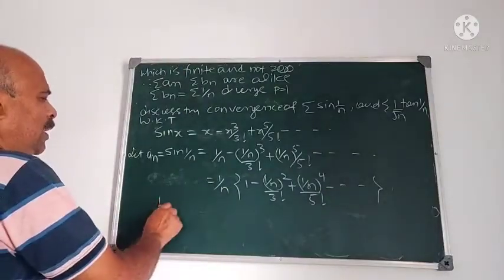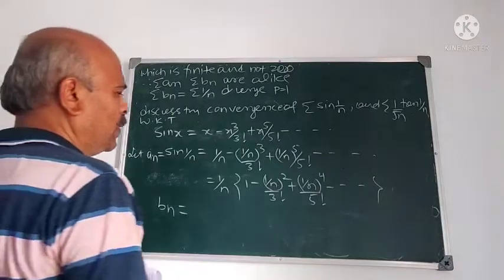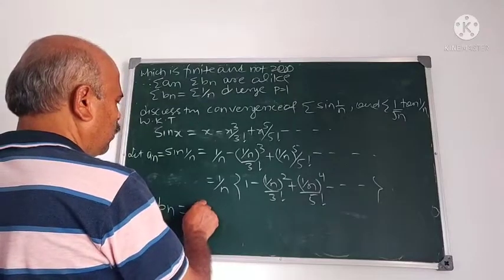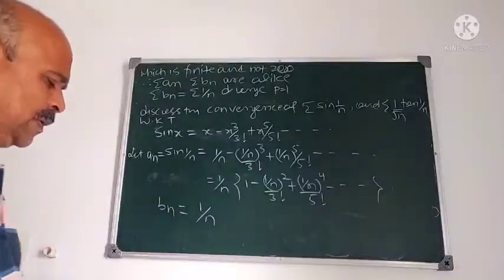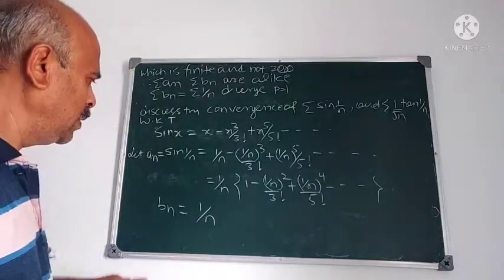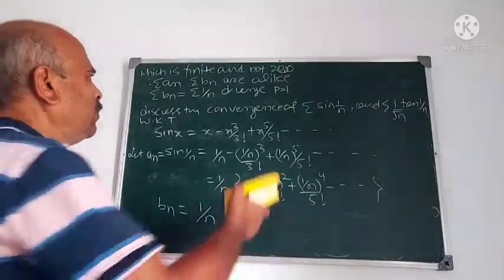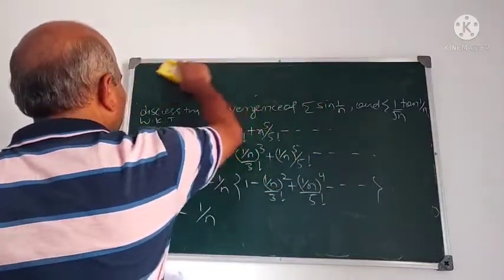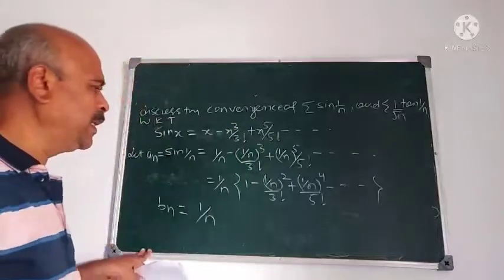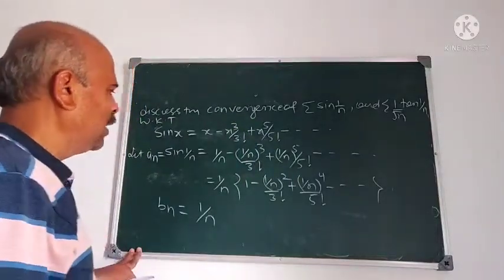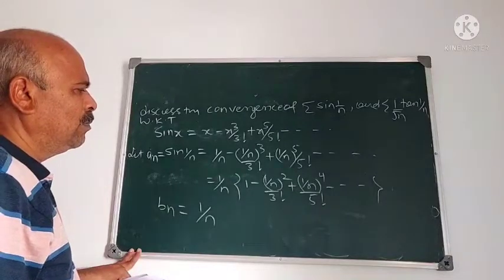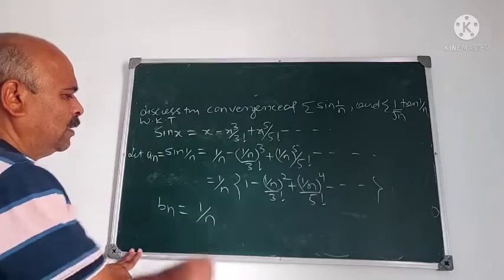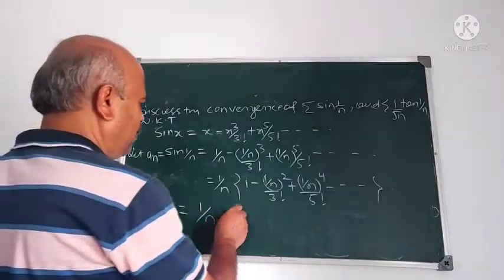Now, therefore, we choose Bn. What is Bn? Bn is 1 upon n. Because we choose Bn such that limit an by Bn must be some quantity, that is maybe 0, infinity or a finite quantity. How do we choose Bn? Degree of denominator minus numerator. What is degree of denominator minus numerator? 1. So 1 upon n.